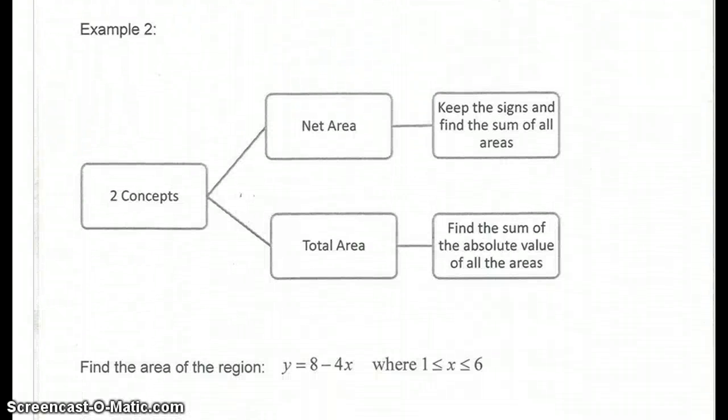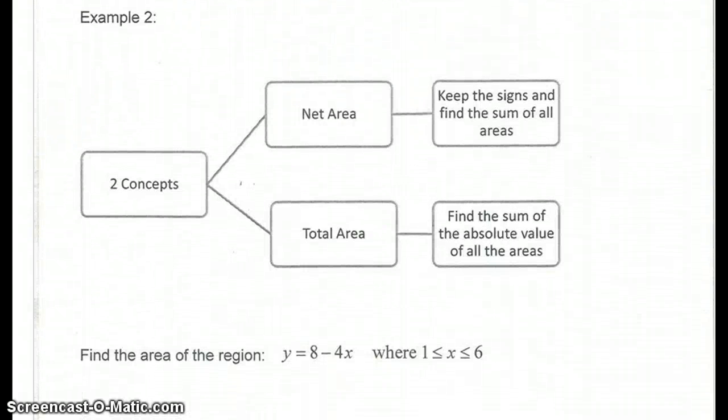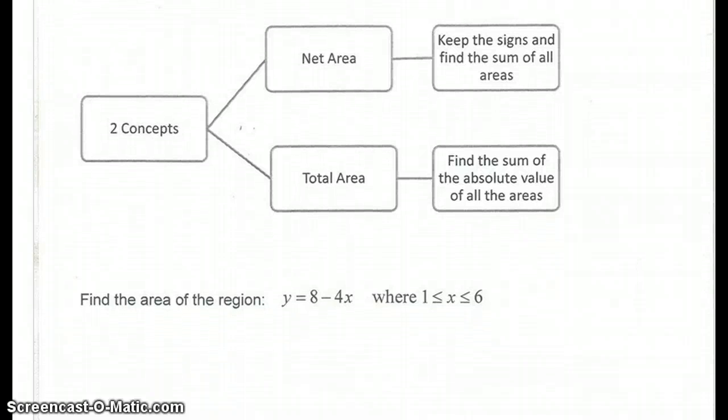Next up, we want to look at our two concepts, net area versus total area. In net area, we're going to keep the signs and find the sum of all the areas. For total area, we're going to find the sum of the absolute value of all the areas. If we keep this in mind, it should make it easier for us to be able to do this.